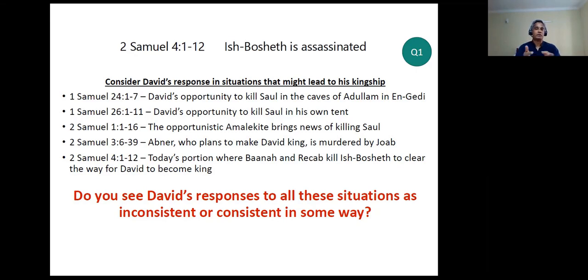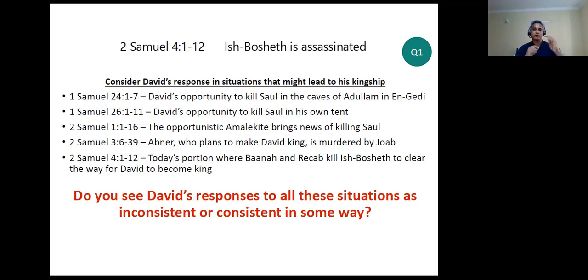Right? So he thought that was good news, and we know what happened in the first chapter of 2 Samuel. Last chapter also, we saw Abner, the powerful Abner, who wanted to be a kingmaker. He has plans to make David king. David actually welcomes the plans because it's a peaceful transition, but Abner ends up murdered by Joab. And we saw how David responded to that. So we will look at some of the words that David used in that particular event to see how David responds to that particular situation also. And finally, today's portion, where the two brothers kill Ishbosheth to clear the way for David to become king.